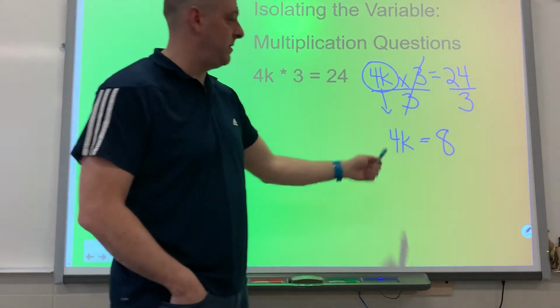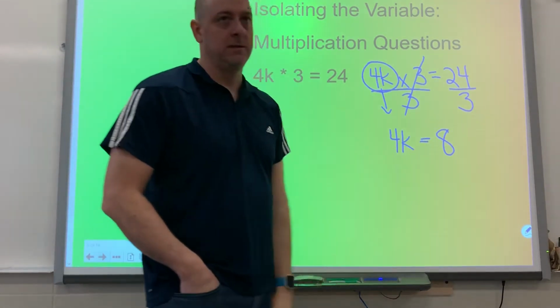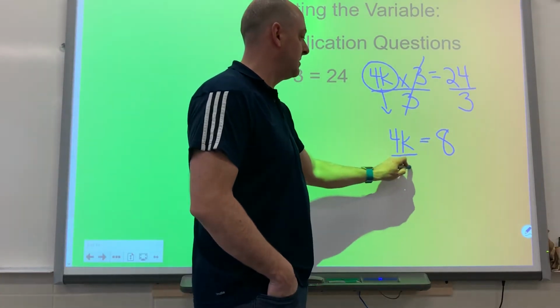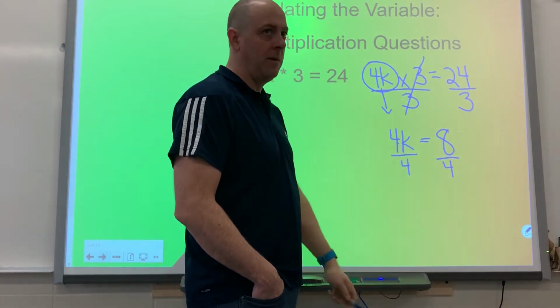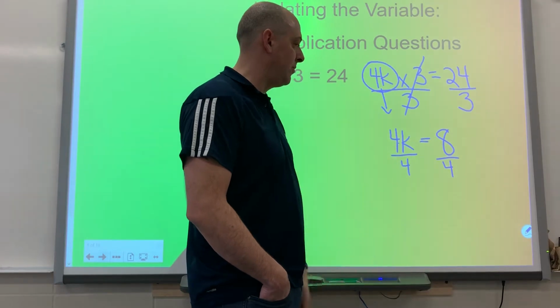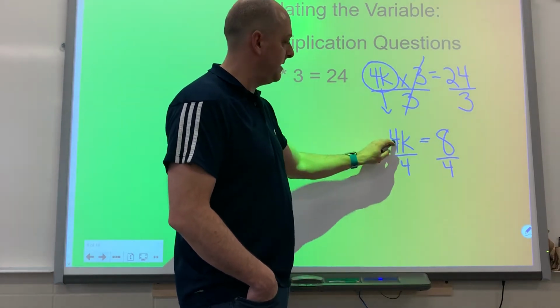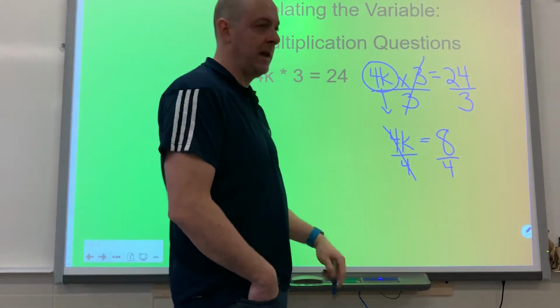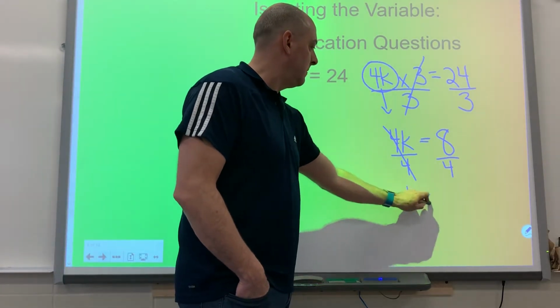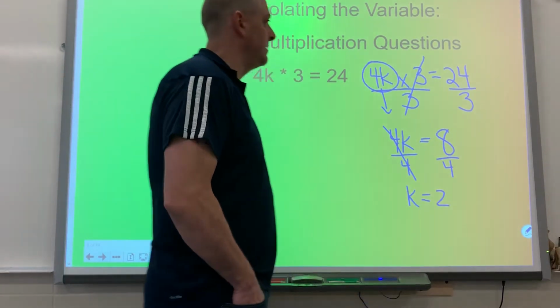Again, if we didn't know that 4 times 2 is 8, we could just divide by 4 on both sides, because this is 4 times k. The opposite function of multiplying by 4 is to divide by 4. This means 4 divided by 4 is 1, and 1 times k is k, and that's how it cancels out. 8 divided by 4 is 2, and we can solve that question.